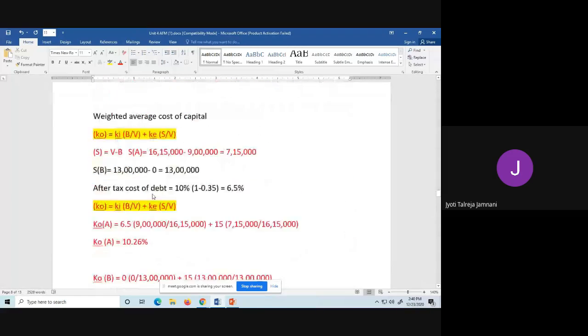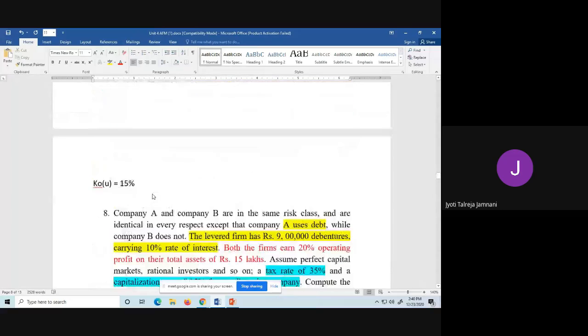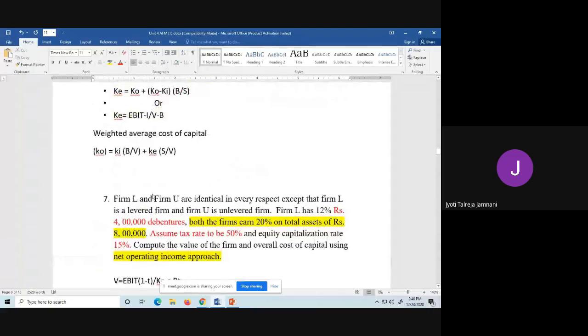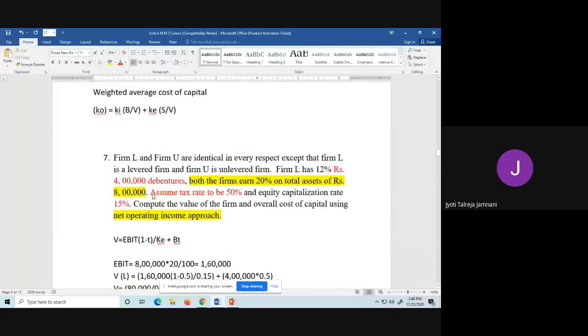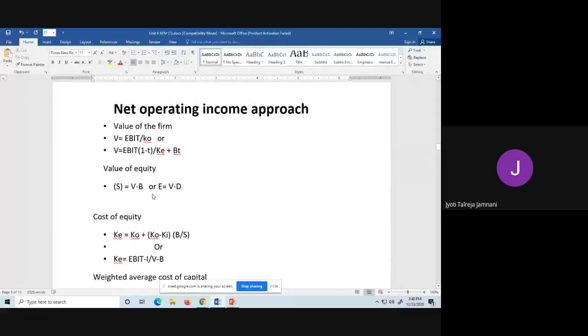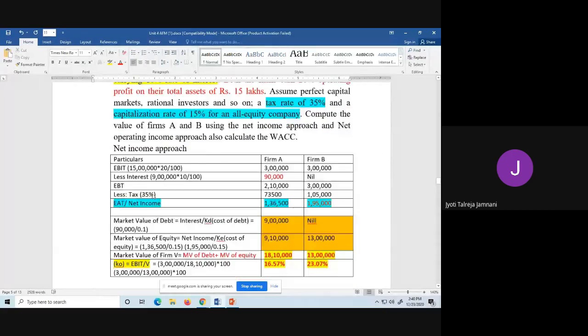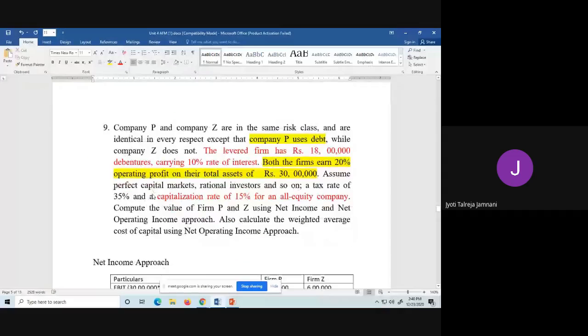I think we have done 3 sums by now. And the 10th one is repetitive of 9th. So I will just remove it. I'm not going to solve it. And maybe in the next class, we will solve few more sums. So by now, I hope at least you know how net operating income approach sums are to be done.